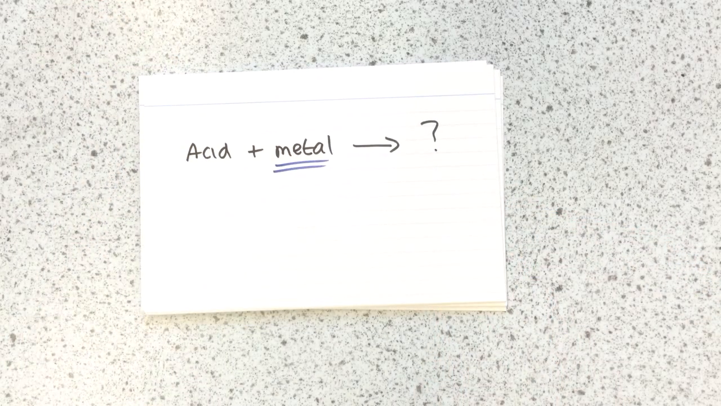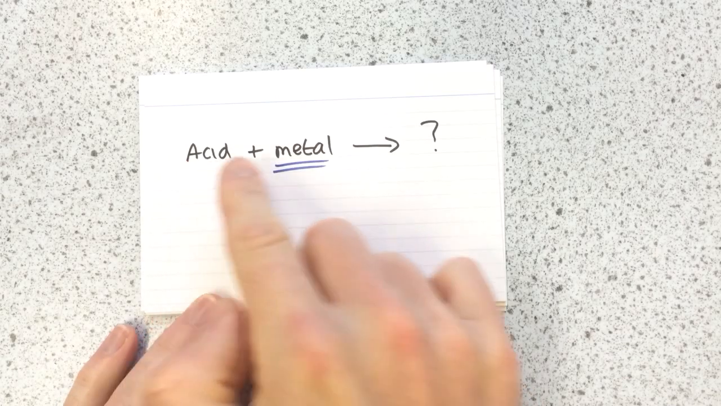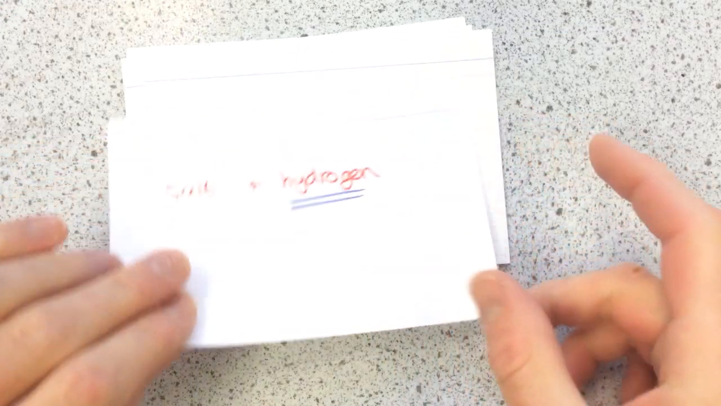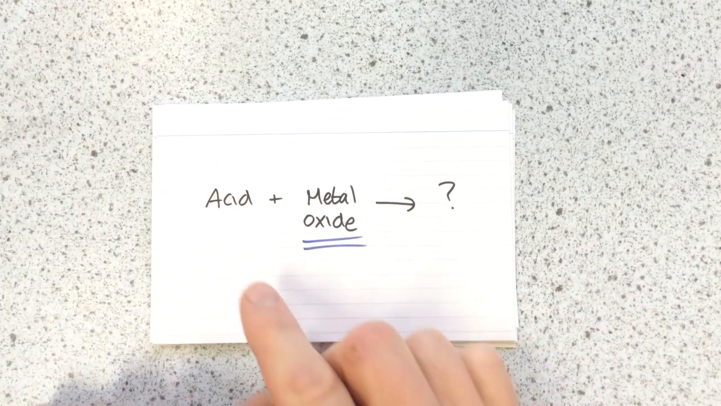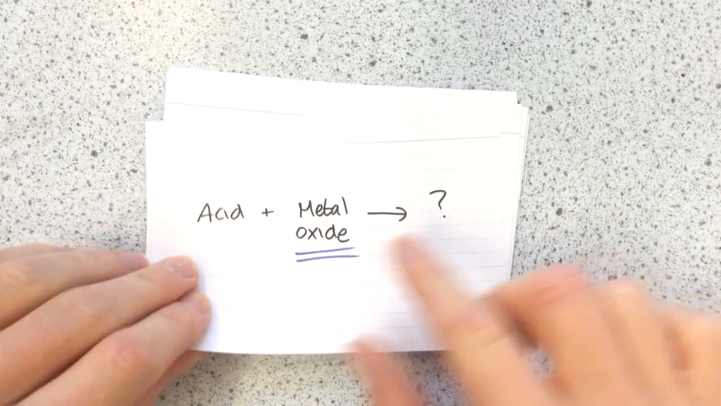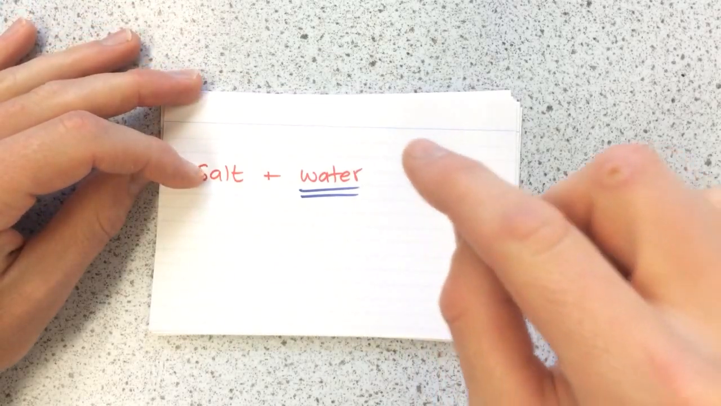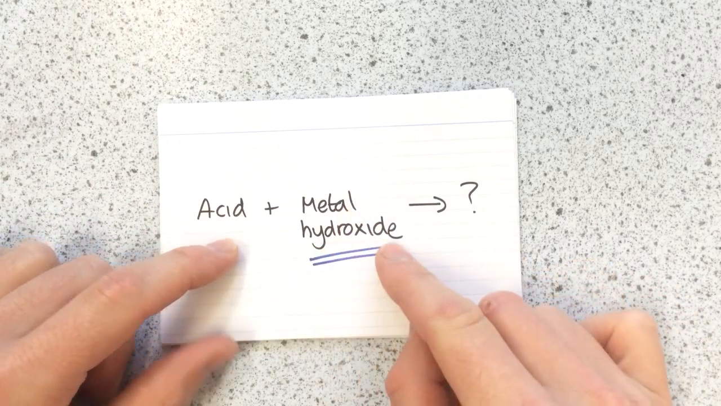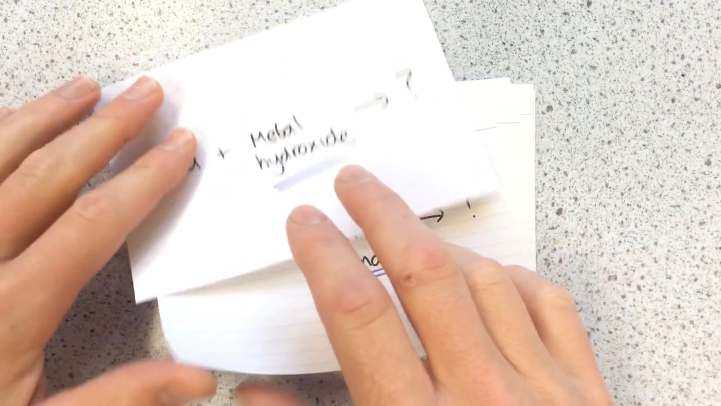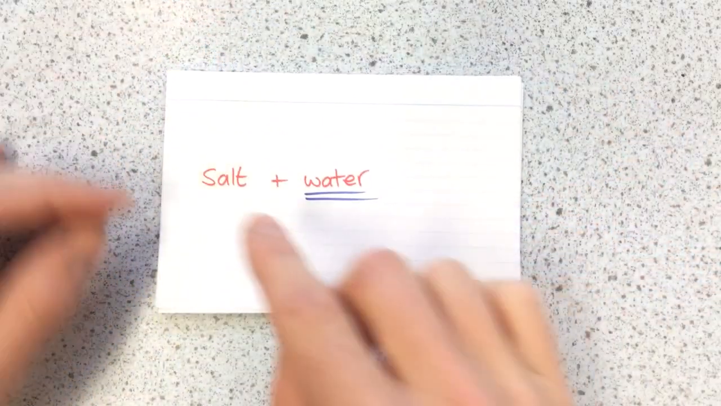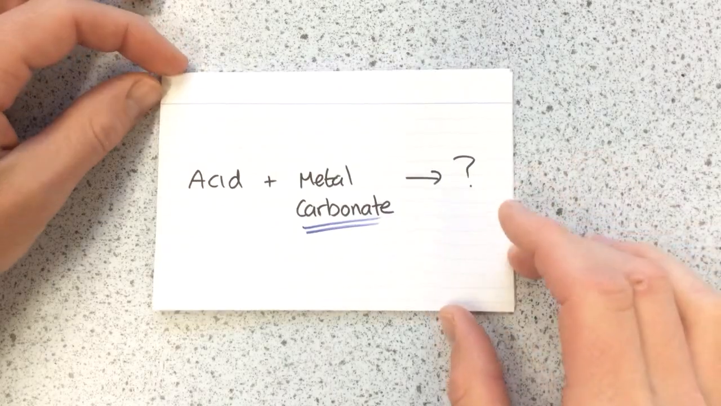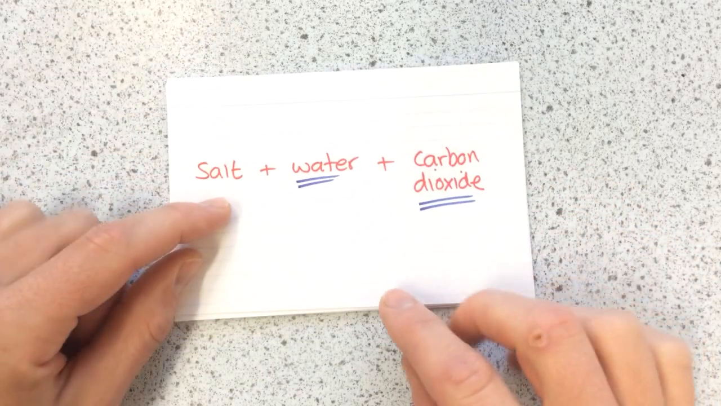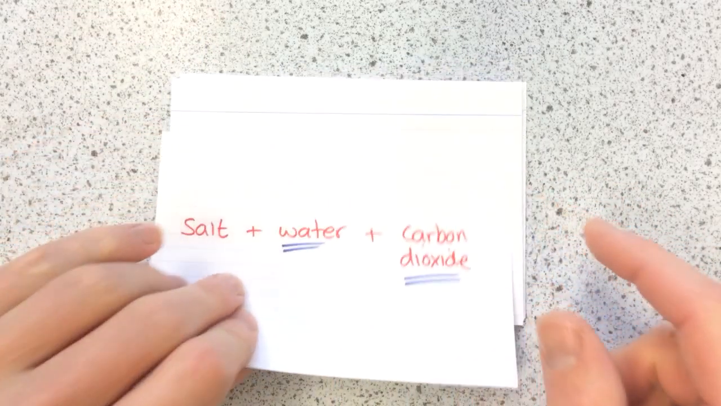Now we're going to do some general word equations. If you have an acid and you react it with a metal, what do you make? You make a salt plus hydrogen. If you have an acid and you react it with a metal oxide, what do you make? You make a salt plus water. If you have an acid and you react it with a metal hydroxide, what do you make? You make a salt plus water. If you have an acid and you react it with a metal carbonate, what do you make? You make a salt plus water plus carbon dioxide.